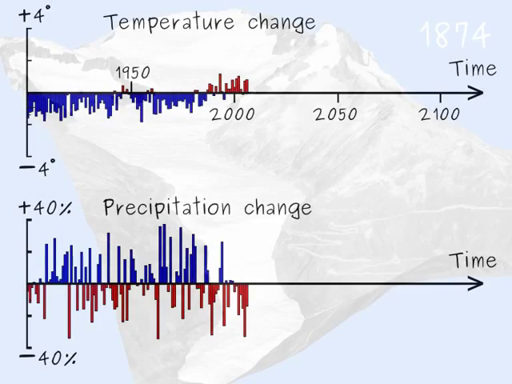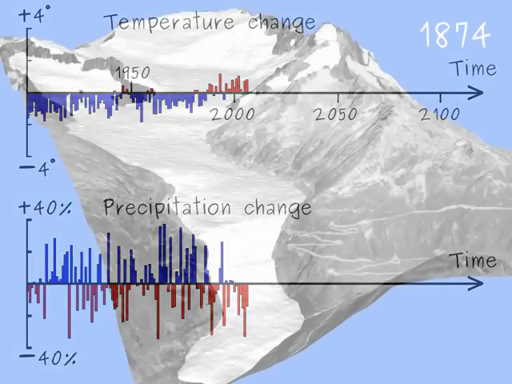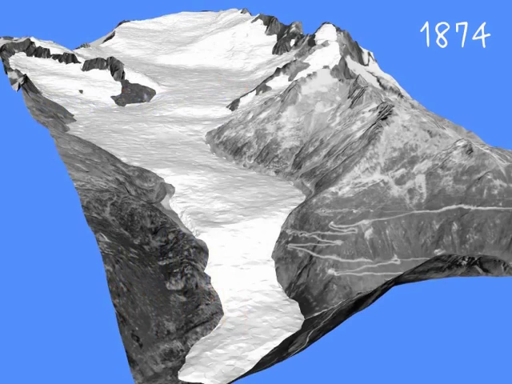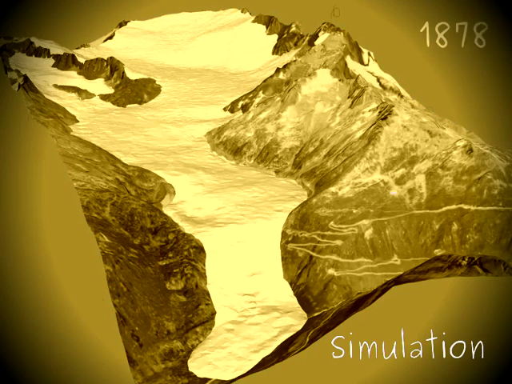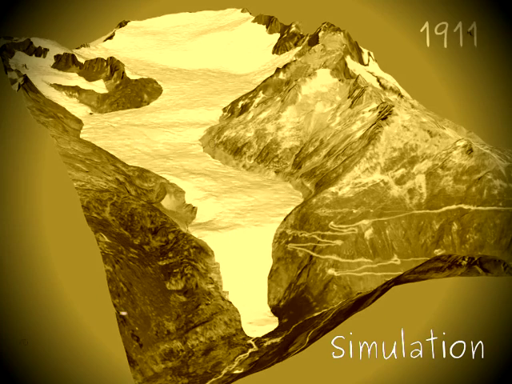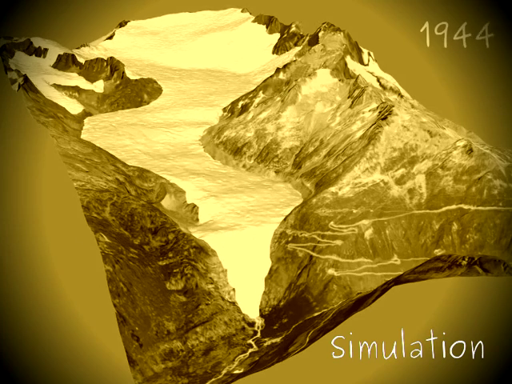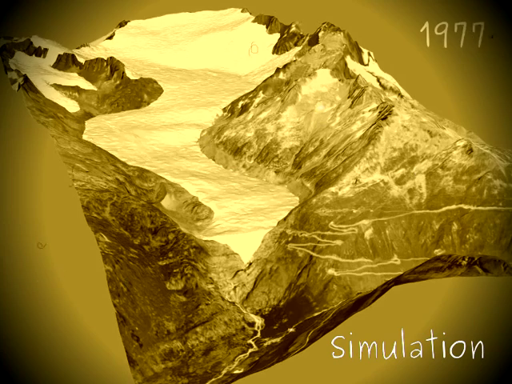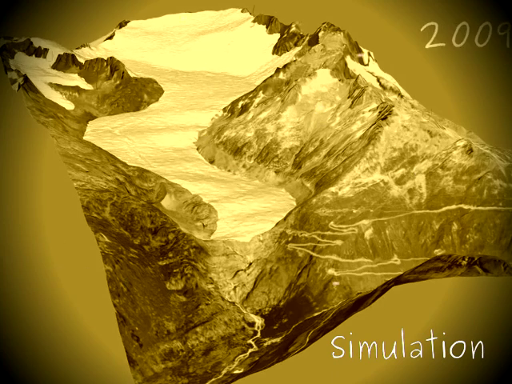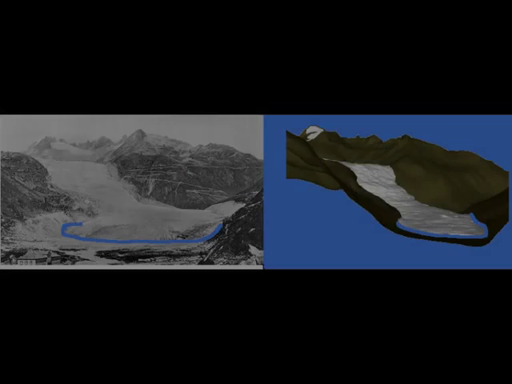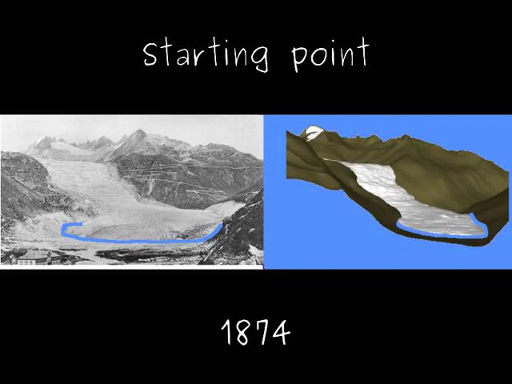Using past temperature and precipitation data, the evolution of the Rhone Glacier can be reconstructed. The results show that the simulation fits the reality well.